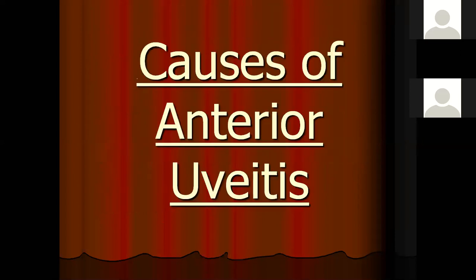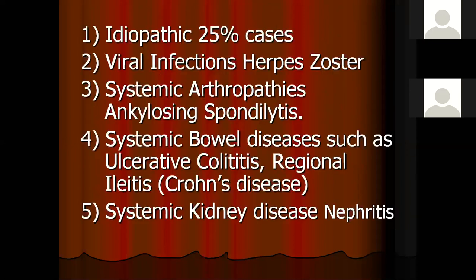Now take one by one causes. Among all three uveitis, anterior uveitis is much more common than other types. So we'll go through important causes of anterior uveitis. About 25% cases of anterior uveitis cause is not known. So this is the category of idiopathic anterior uveitis.